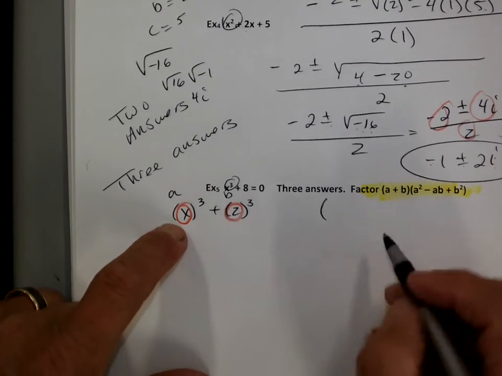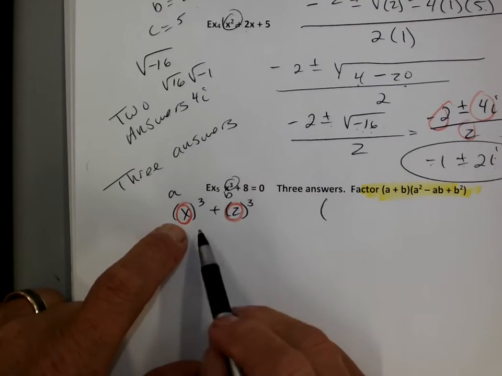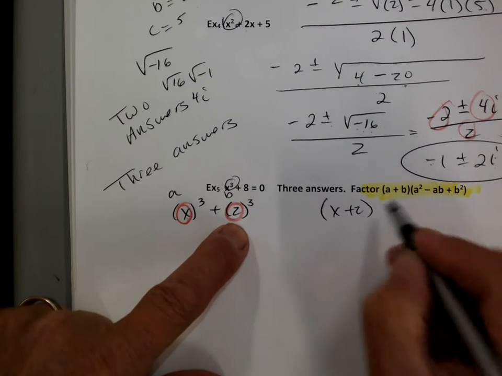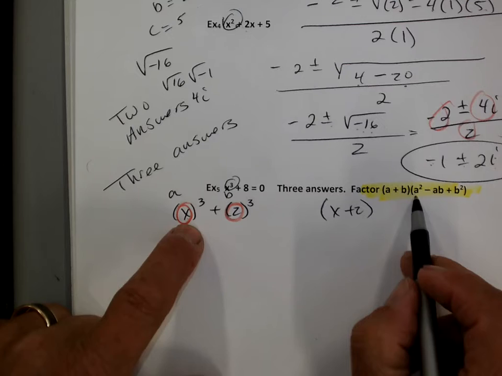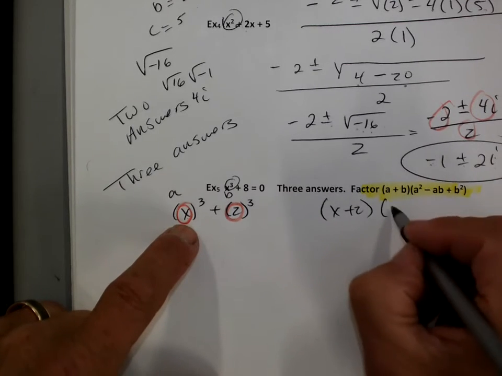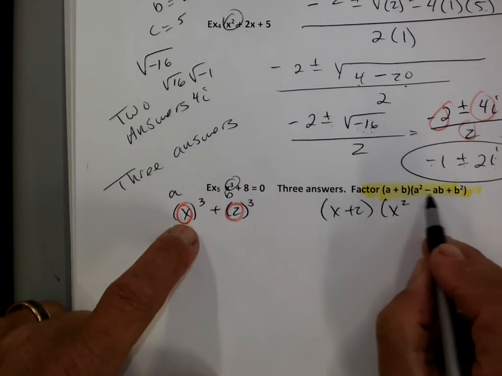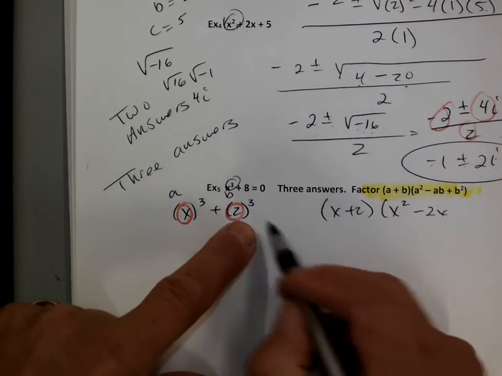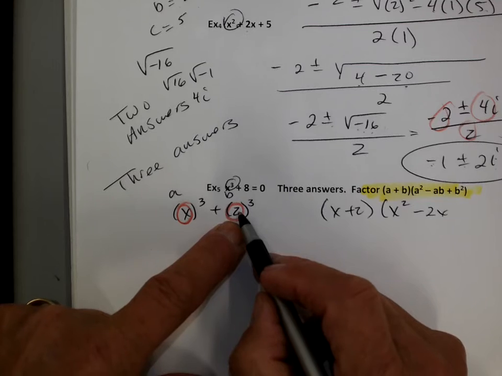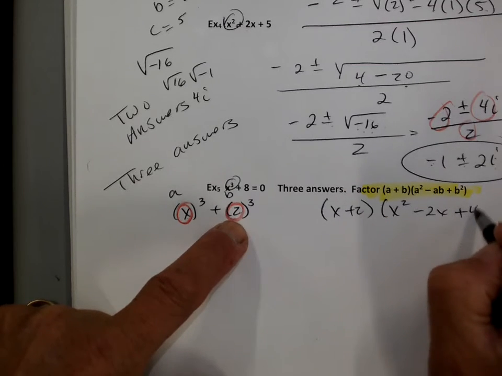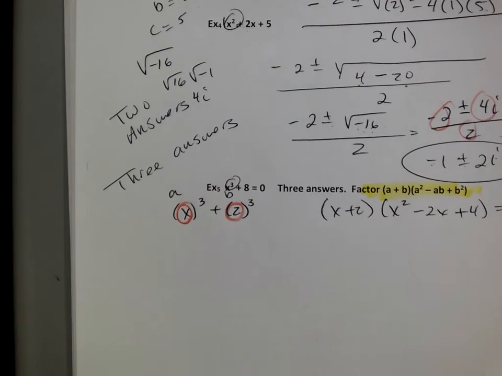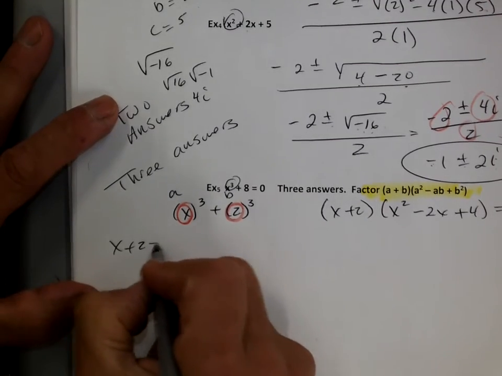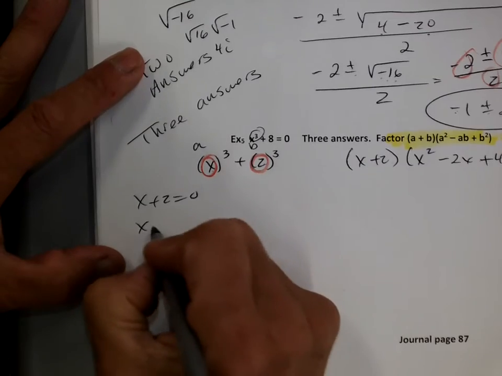So let's go into a plus b. So instead of a and b, it's x plus 2. And then we're going to factor this into a squared, which would be x squared, minus ab, which would be minus 2x, plus b squared. Well, b is 2, so 2 squared is plus 4, equals 0. Now, the first one's easy. There's my little mini equation: x plus 2 equals 0. Boom, that's easy. x equals negative 2.